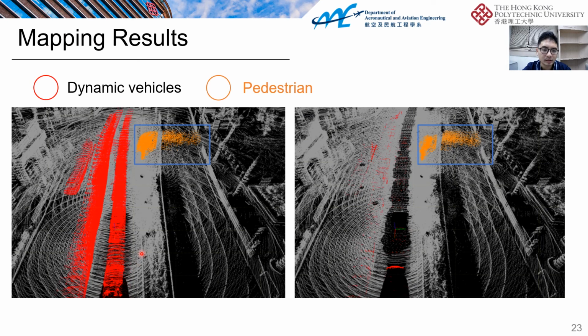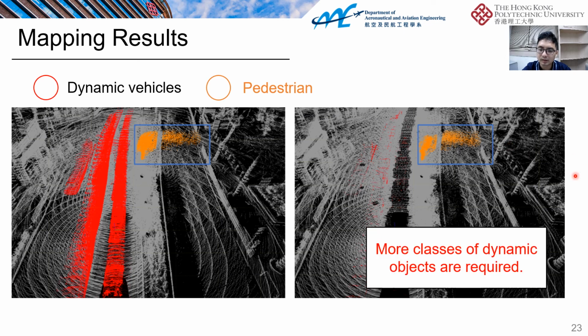Another mapping result shows that we had some dynamic objects here, and we already excluded them, but you can see maybe the pedestrian also exists, so we need more classes of dynamic objects. We currently only change the vehicle type in this work.